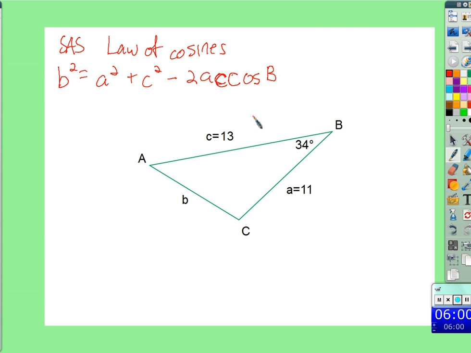So I want you to use that equation. It is more complicated. So we like to use the law of sines if we can, but sometimes you've got to use the law of cosines to solve for a side or an angle. This time we're going to solve for that side. That's what I want you guys to work on for the next minute or so.